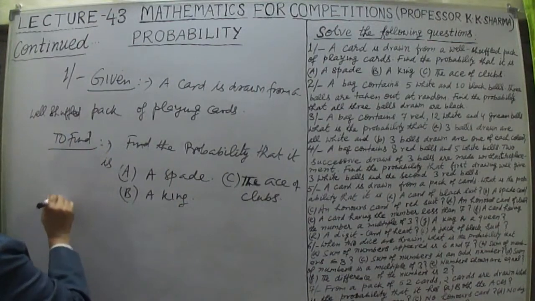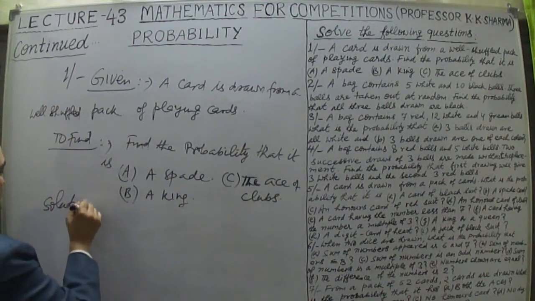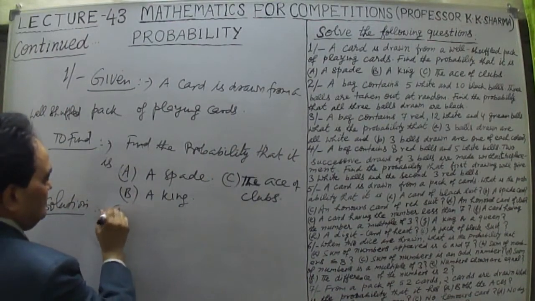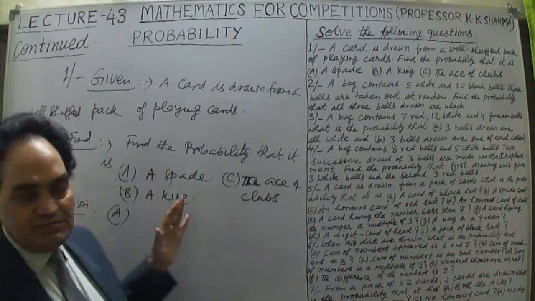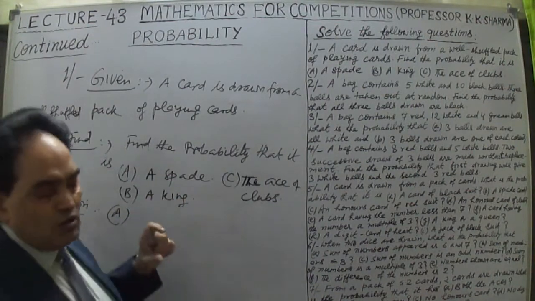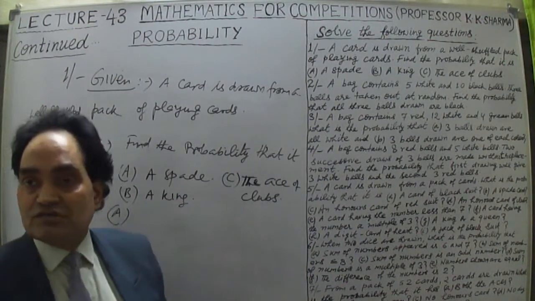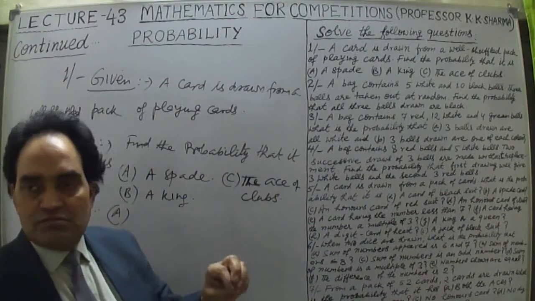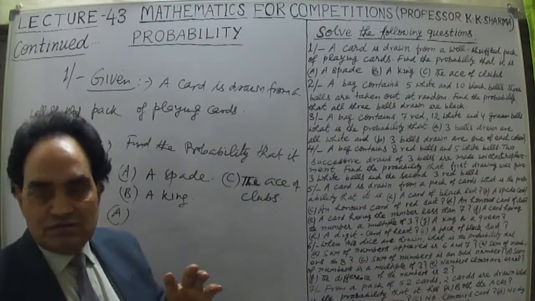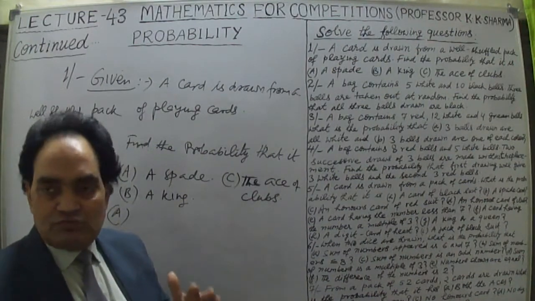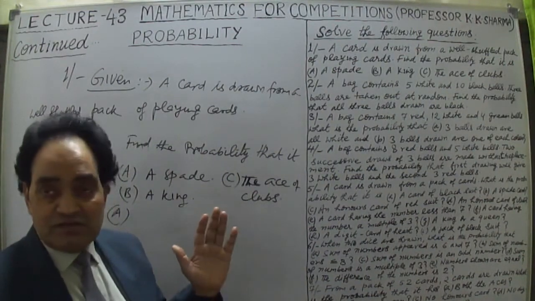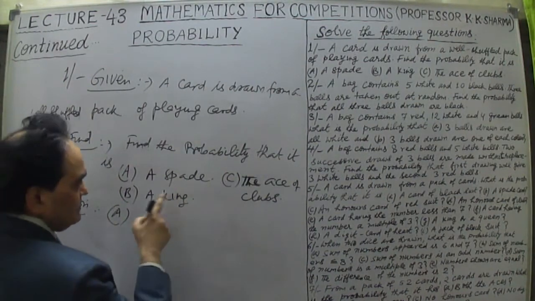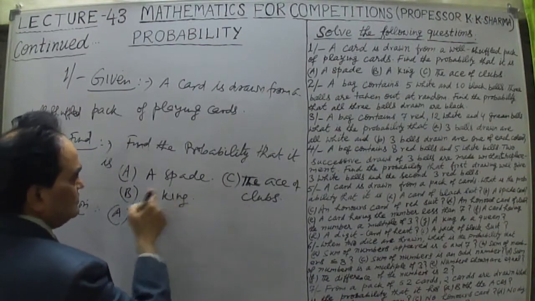Now come to the solution. First, part A: for the spade card, how many spade cards are there? Only 13. There are four types of playing cards, spade, club, diamond, and heart, and 13 of each kind. So spade, 13 cards are there.